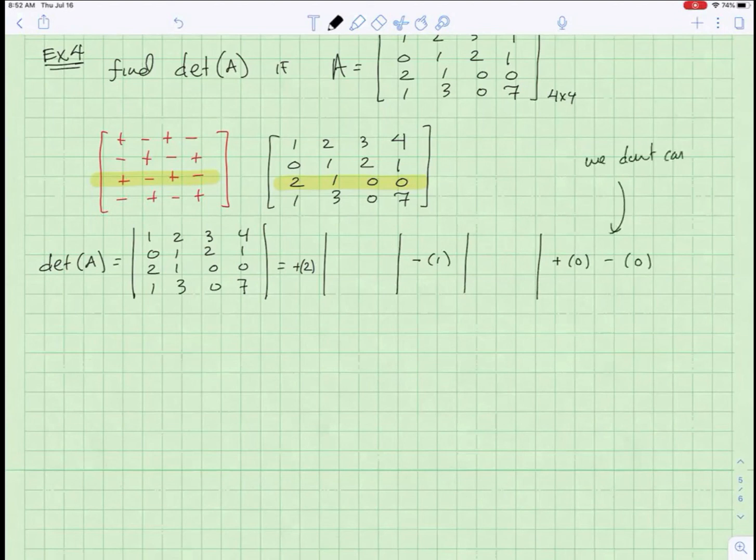And so we don't care about these minors because they have 0 cofactors. So I'm not even going to bother writing those out.